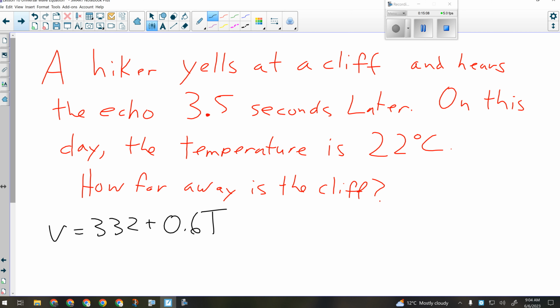That is not the contextual trick for this question. It's just one more formula you need to know to use, all right? Is T in degrees Celsius? T is in degrees Celsius always, yeah. All right, I'll give you a few minutes, see if you figure that one out.